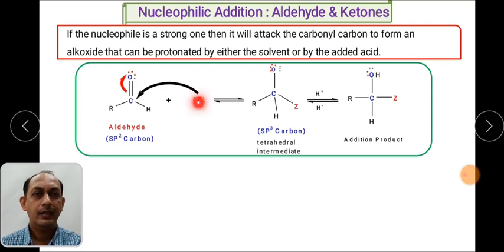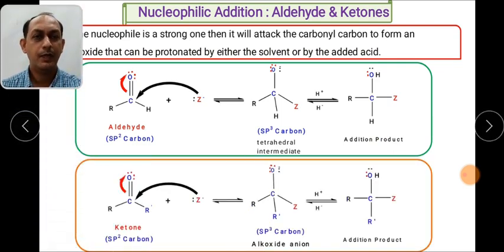In the case of the aldehyde, the nucleophile attacks the carbonyl carbon and goes through the formation of a tetrahedral intermediate, which again undergoes conversion to the addition product, where the nucleophile is introduced and attached to the carbonyl carbon. In the case of the ketone, you will observe the same nucleophilic addition, and the nucleophile adds to the carbonyl carbon, going through a tetrahedral intermediate where the oxygen carries a negative charge, so it gets protonated and forms the addition product. This is the general mechanism we have already seen, but it will be helpful to understand the further reactions.